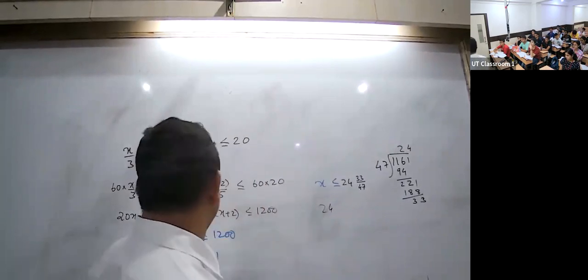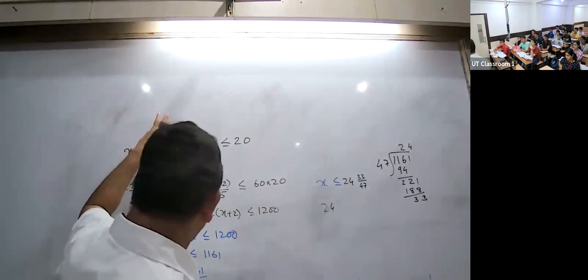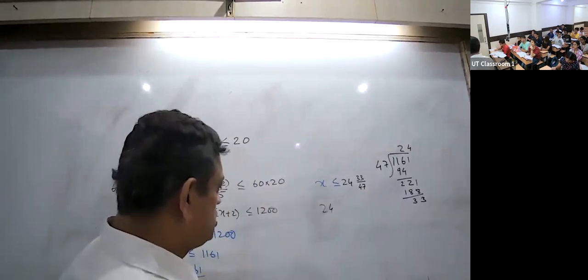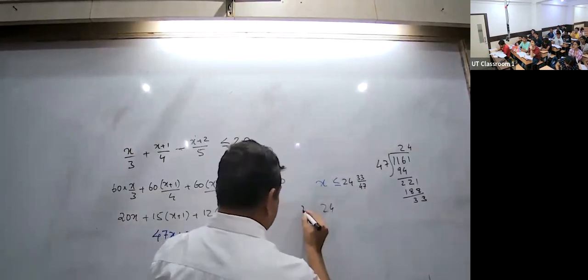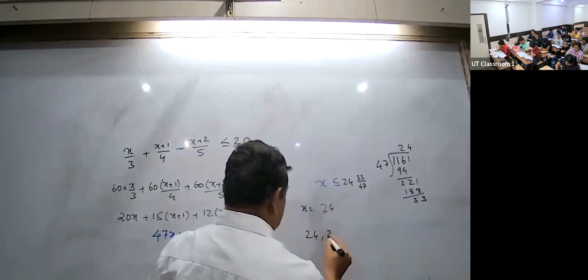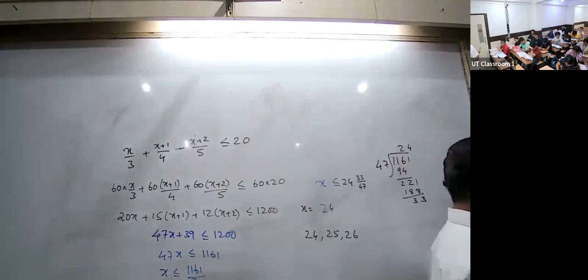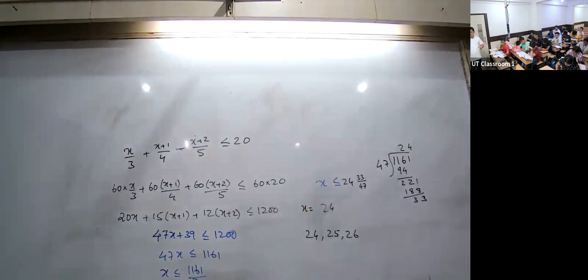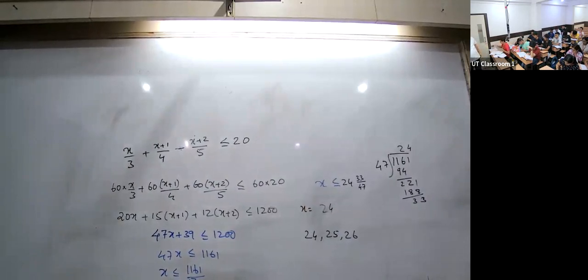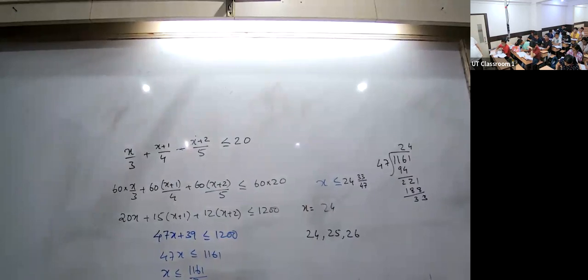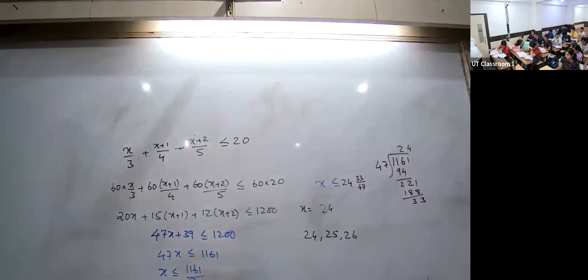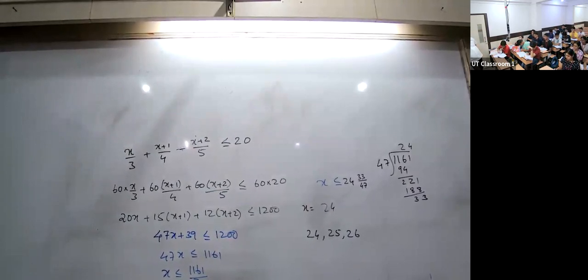Therefore, which are the three numbers? x, x plus 1, x plus 2. So which are the three numbers coming? 24, 25, 26. These are the three integers required. Okay, got the same thing? Or something else?